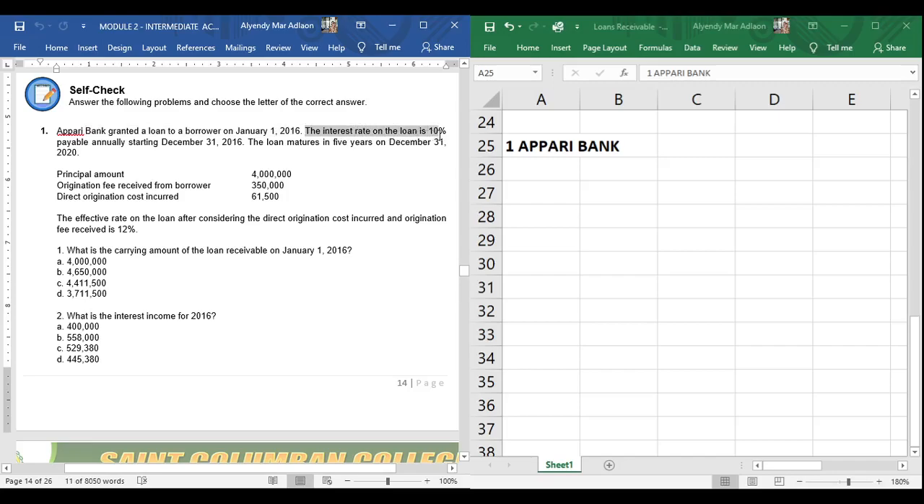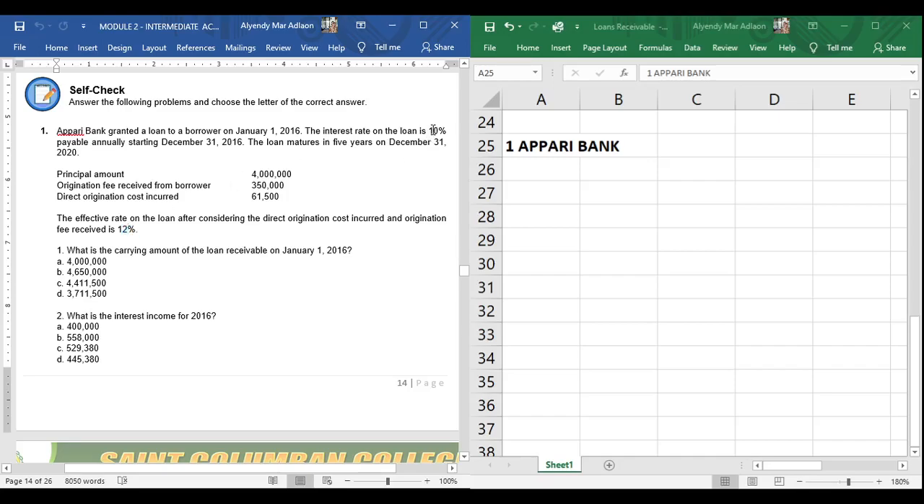The interest rate on the loan is 10% payable annually starting December 31, 2016. The loan matures in 5 years on December 31, 2020. Okay, so take note, magbayad siya og 10% interest annually. Okay? But aside from that, here is the principal amount. We have 4 million. And then also, diba, aside sa interest, magbayad pa dahil og origination fee received from the borrower. And on our part, the entity, the bank, we are also going to incur the direct origination cost of 61,500. The effective rate on the loan after considering the direct origination cost incurred and origination fee received is 12%.